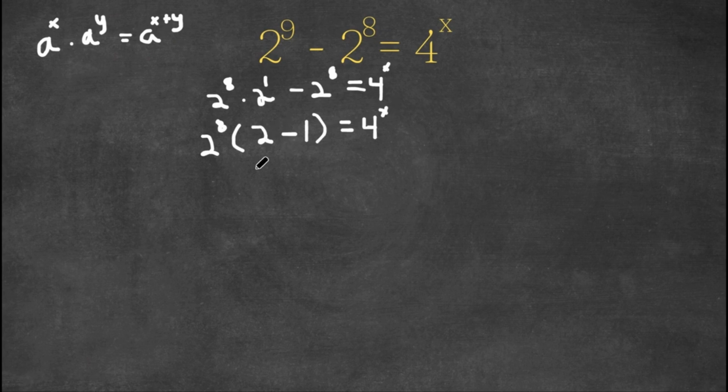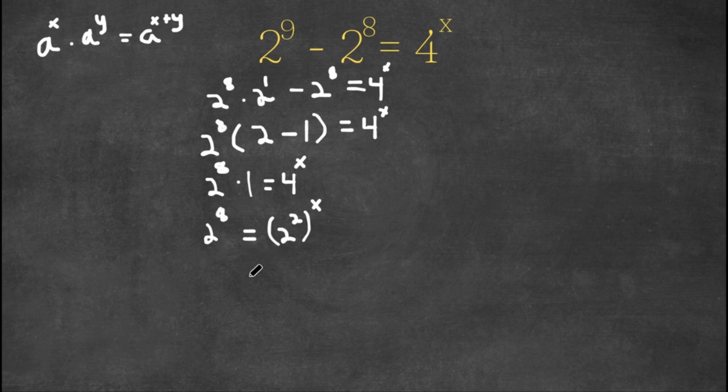Now 2 minus 1 is simply 1. So 2 to the power of 8 times 1 equals 4 to the power of x. Now 4 to the power of x can actually be rewritten as 2 squared to the power of x. All we did was replace 4 with 2 squared. And this is equal to 2 to the power of 8 times 1, which is simply 2 to the power of 8.